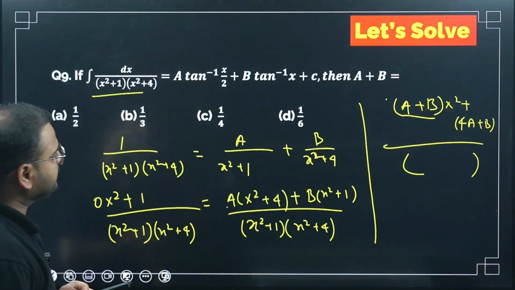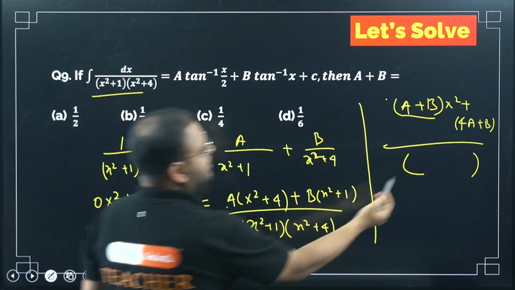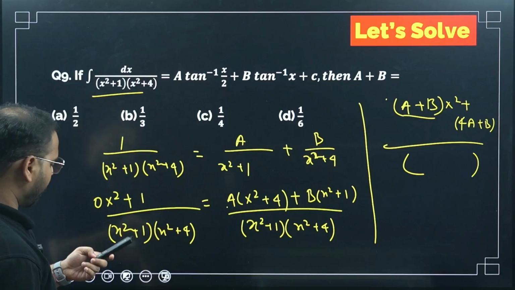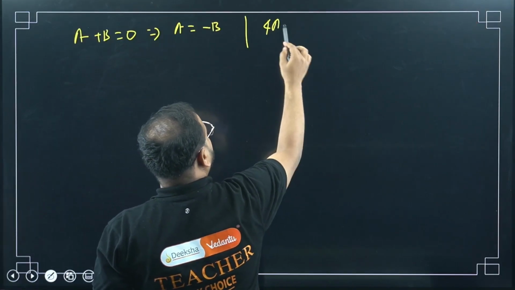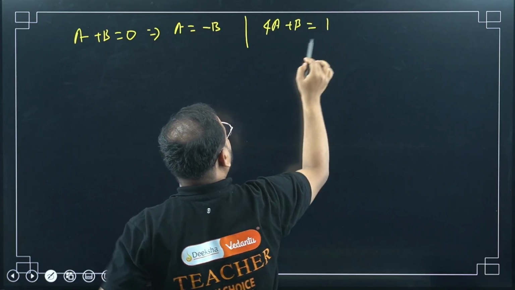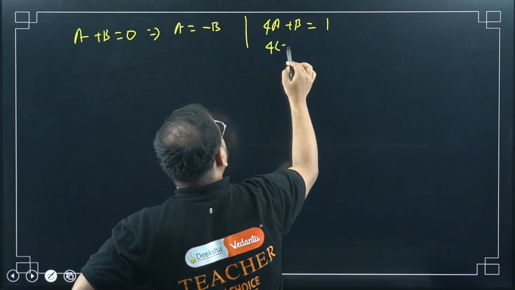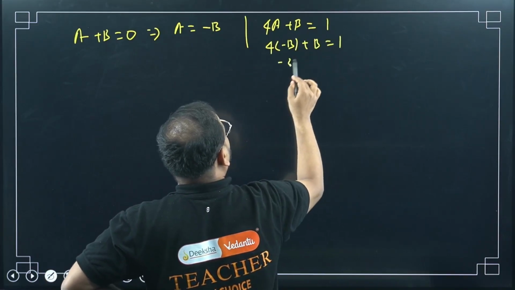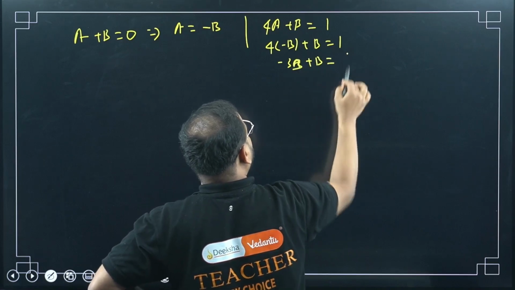Okay, let's move on. 4a plus b equals to 1. Compare the constant term. 4a plus b equals to 1. So it means 4 times of minus b plus b equals to 1. It means minus 4b plus b, minus 3b equals to 1.